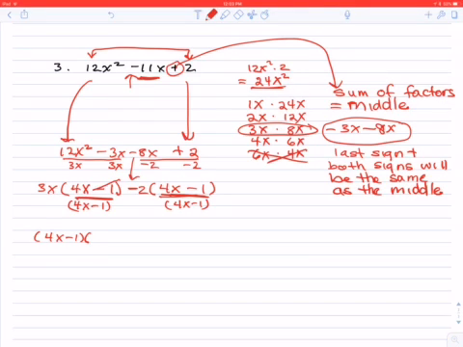So the 4x minus 1 over 4x minus 1, that cancels. I'm left with 3x. Minus 4x over minus 1 over 4x minus 1 cancels. I'm left with minus 2.